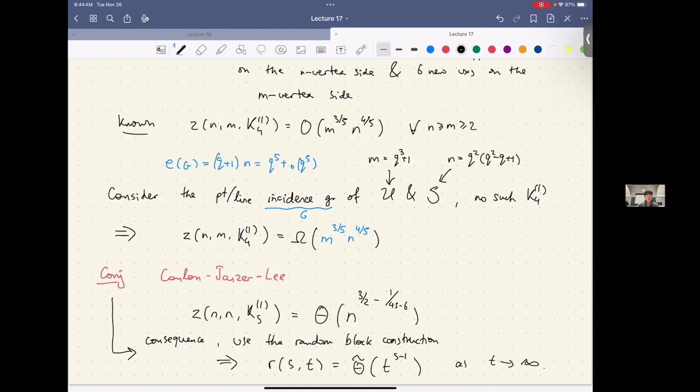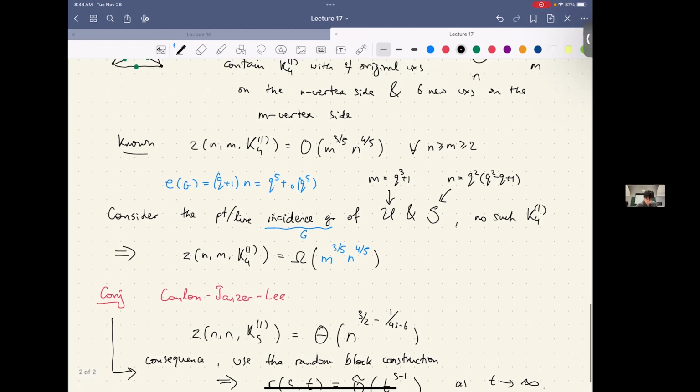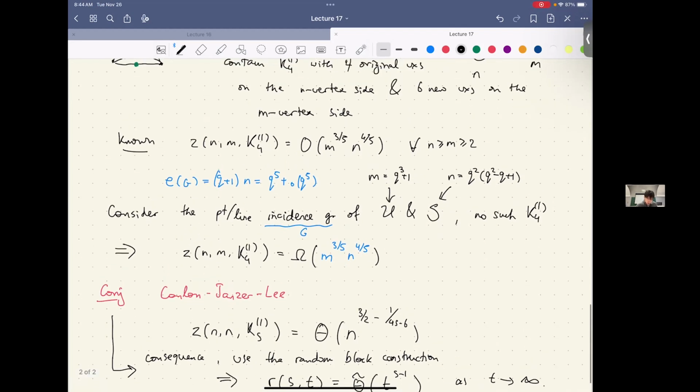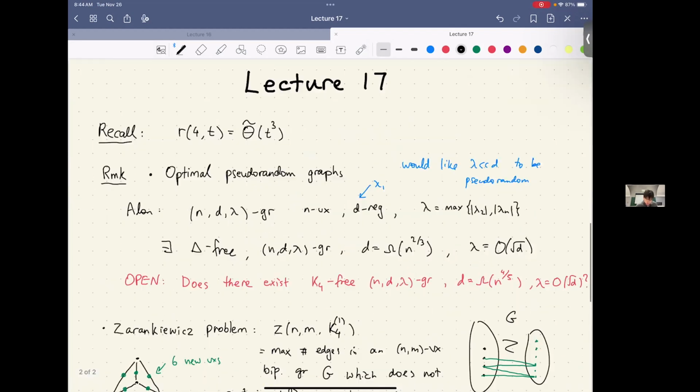Okay, so for s equal to 5, that will be the next open case for the off-diagonal. This is the remark I want to make. Any question?